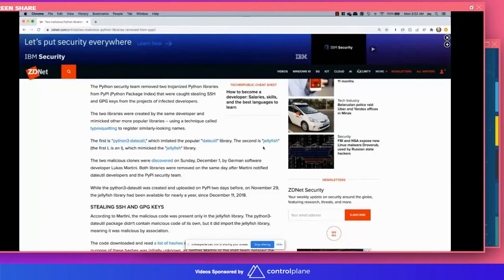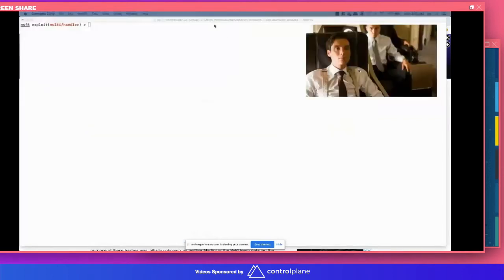And the other one they did was a modification on jellyfish, where they were changing a lowercase L to a 1. Anyway, these were two clones that were found, and it turned out that dateutil, which was probably far more popular, only had the typo squatting going on for two days, but the jellyfish library had been like that for like a year. And what the attackers got out of it was PGP keys and SSH keys.